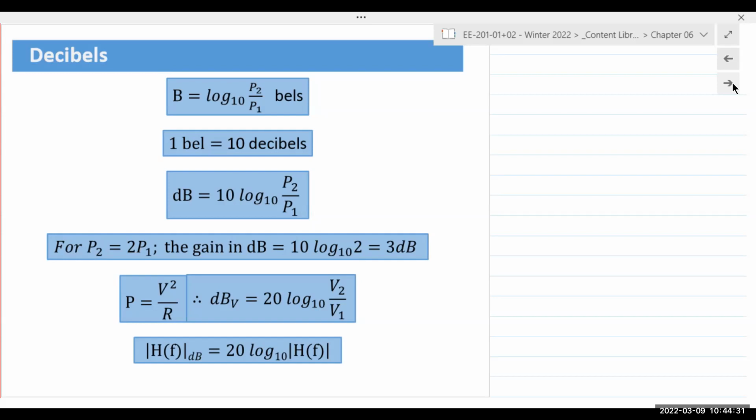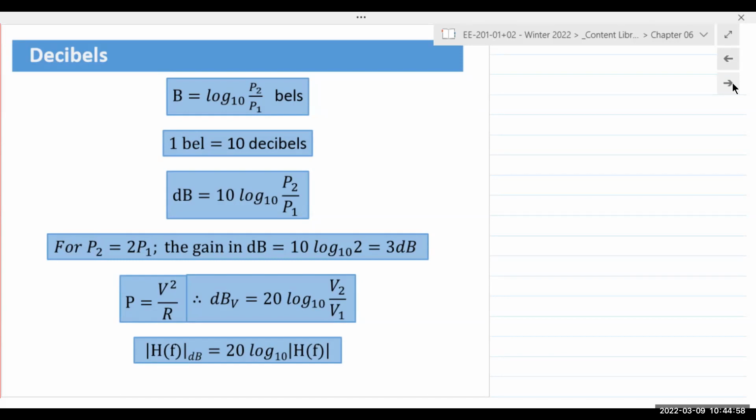Telephone engineers, unit of Bell. Alexander Graham Bell, named after Bell. So 1 Bell, uppercase B, again different from what we learned in electromagnetics, is log to the base 10 of P2 to P1, and that's defined as 1 Bell. Even that 1 Bell was not sufficiently small, so they put a unit prefix in front of it.